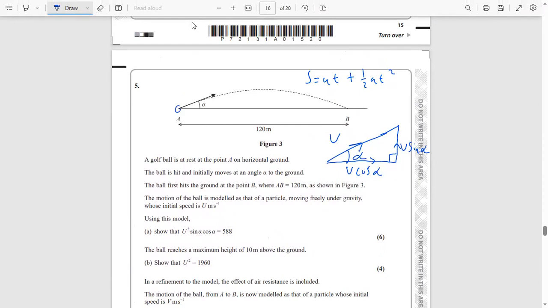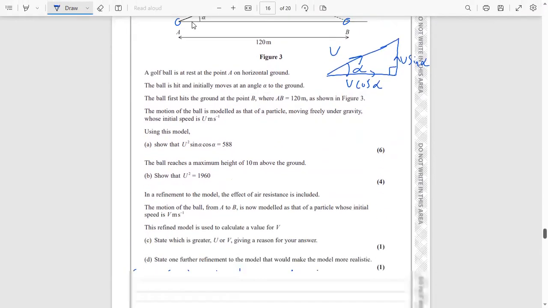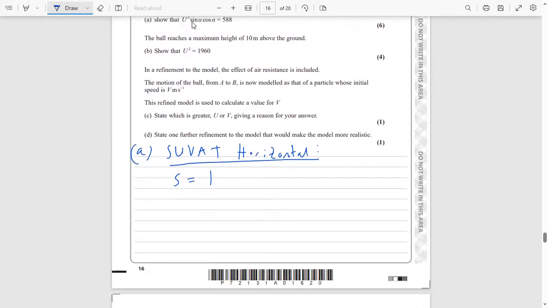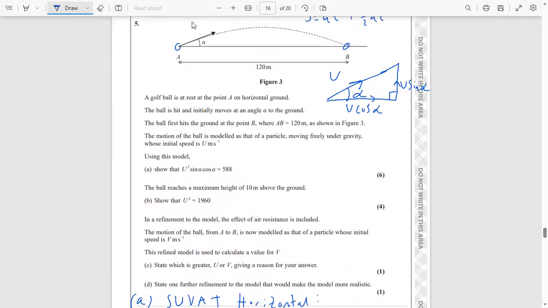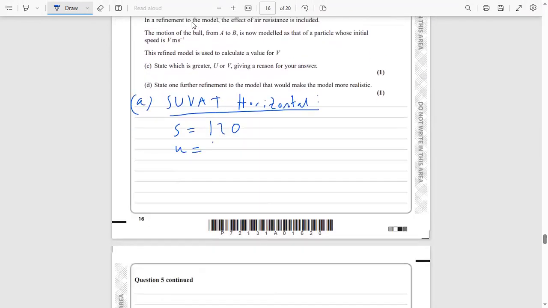So to go from A to B, our horizontal displacement, our horizontal distance, is 120. So horizontally, we've got a distance of 120. Now, how about U, our initial speed? We just looked at this in the triangle up here. Initially, our horizontal speed is U cos alpha. Let's write this here: capital U cos alpha.